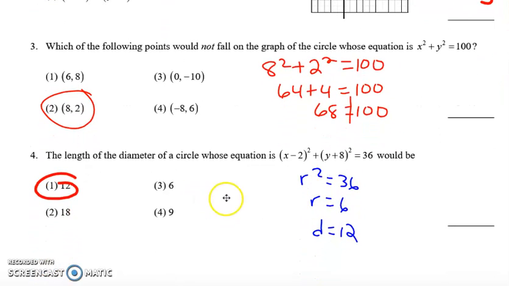4 wants me to find the length and the diameter of the circle. So the numbers next to the x and the y are the center. This number on the right is the radius squared. So the radius is actually 6, and my diameter is twice the radius, so my diameter is 12.